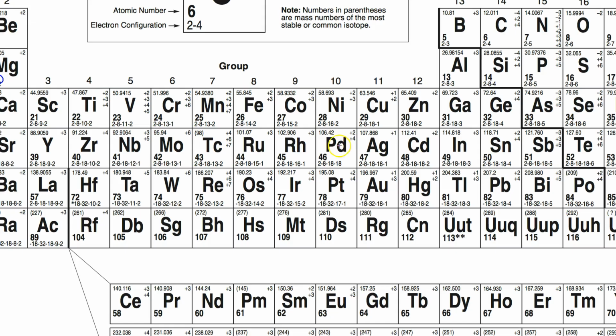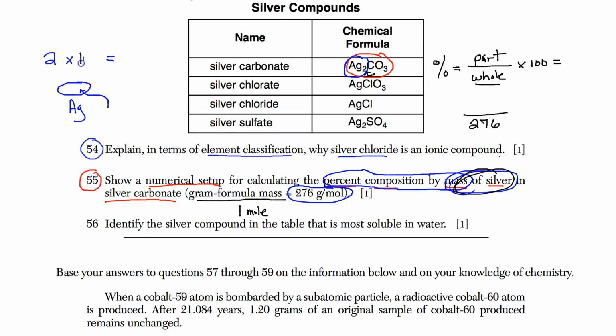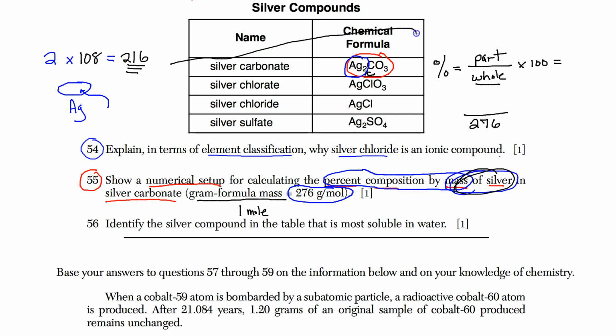So in silver we find it here. It's a metal, and we find that its mass is 107.868. So I can round that to 108, which is the most common isotope. So 108 grams per every mole. And we're going to times that by 2 to know that part of silver carbonate. Let's go back to the test. So this is 108. So 2 times 108 is 216, and that's our part. And that's why we put that number right there. 216 over that times 100.